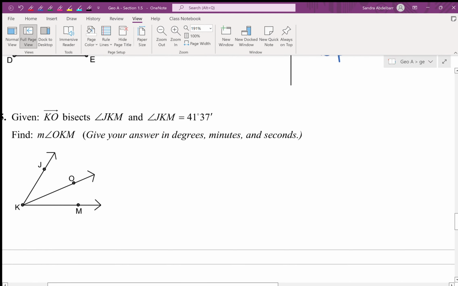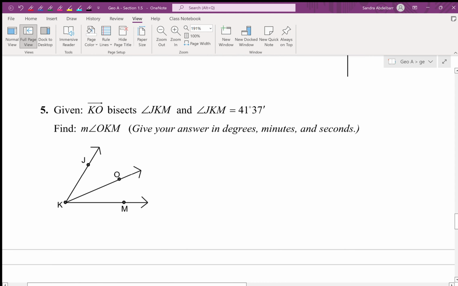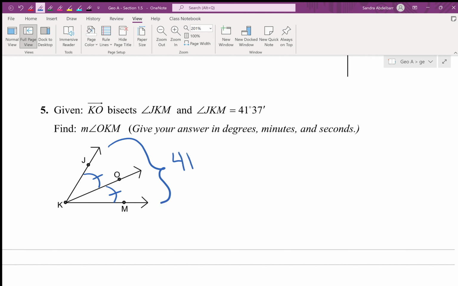All right. So here, this is not a proof. This is an algebra problem. It says given ray KO bisects angle JKM. What can we conclude if ray KO bisects angle JKM? Can we conclude? Bridget? Excellent. Angle JKO is congruent to angle OKM. Then it tells us that angle JKM is represented by 41 degrees and 37 minutes.